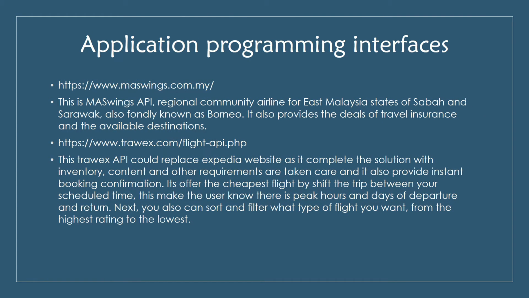This is the application programming interface (API). This is the link of the website, which is Wings API. It provides the list of travel insurance and the available destinations. Travex API, we replace it with the Expedia website as it will complete the solution with inventory, content and other requirements taken care of. You can also sort and filter what type of flight you want from the highest rating to the lowest.